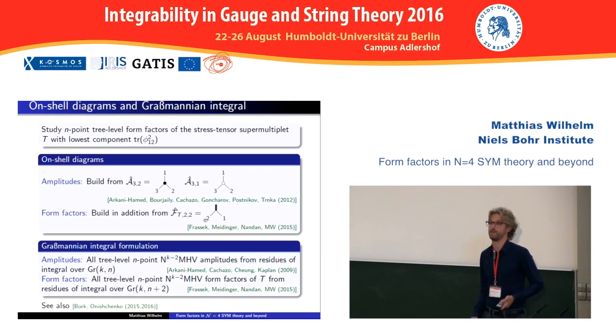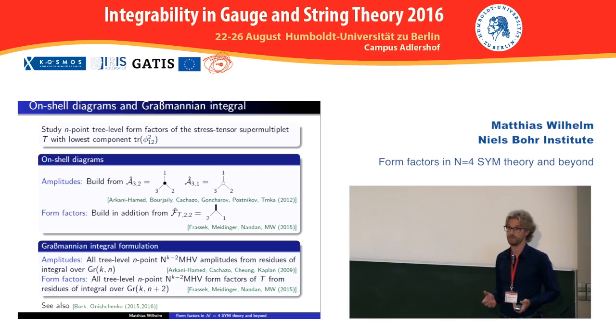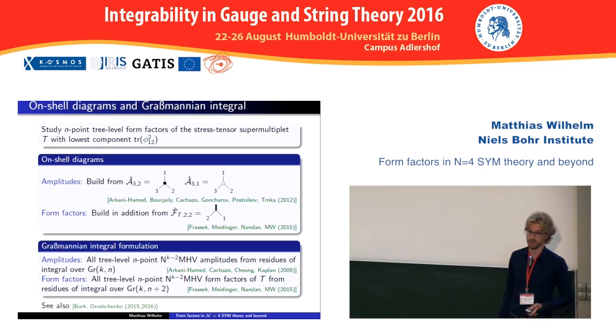For form factors of the stress tensor supermultiplet, we have found a similar situation. There, tree-level form factors can also be characterized via on-shell diagrams, which need only one further building block in addition to the black and the white vertex. This further building block is the 2-point tree-level form factor of the stress tensor supermultiplet, which we depict by a double-line vertex.